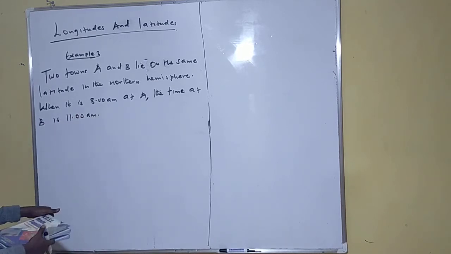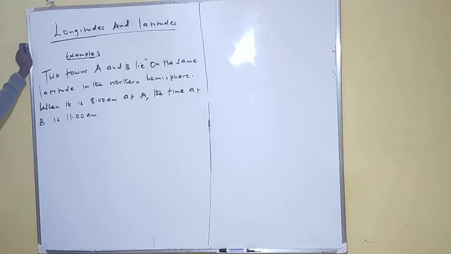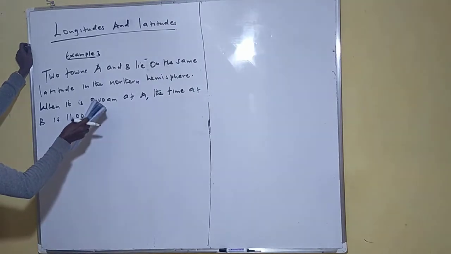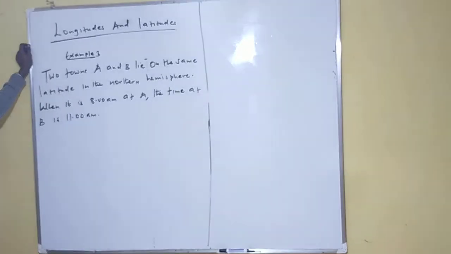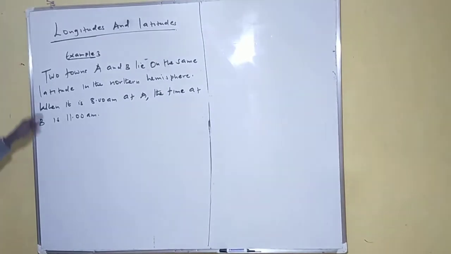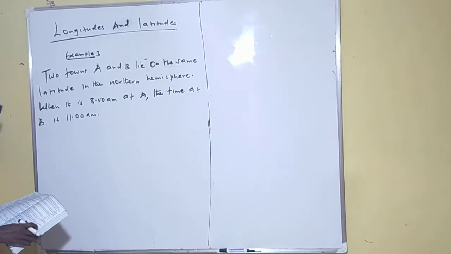So if I may ask you a question, A and B, which one is to the east? Hope your answer will be B. Because when the time at A is 8 a.m., B is at 11 a.m. That means B is receiving the sun earlier than A. So B is to the east of A. Just understand that. It's a matter of understanding, internalization. Just internalize this thing, okay?